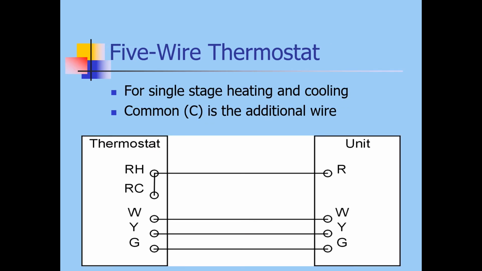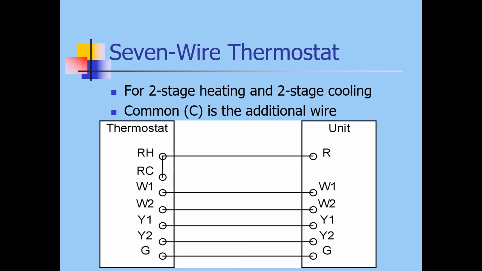Our next system is called the 5-wire thermostat, and this is for single-stage heating and cooling. So we have our R for power, W for heating, Y for cooling, G for fan. Sometimes we can have a common wire in here, which would be the additional wire. You'll see on the thermostat we have both RH and RC, and these are jumpered together. This is typical for most smaller units. However, if I had a unit with two separate transformers, I would need two separate wires, one for RH and one for RC.